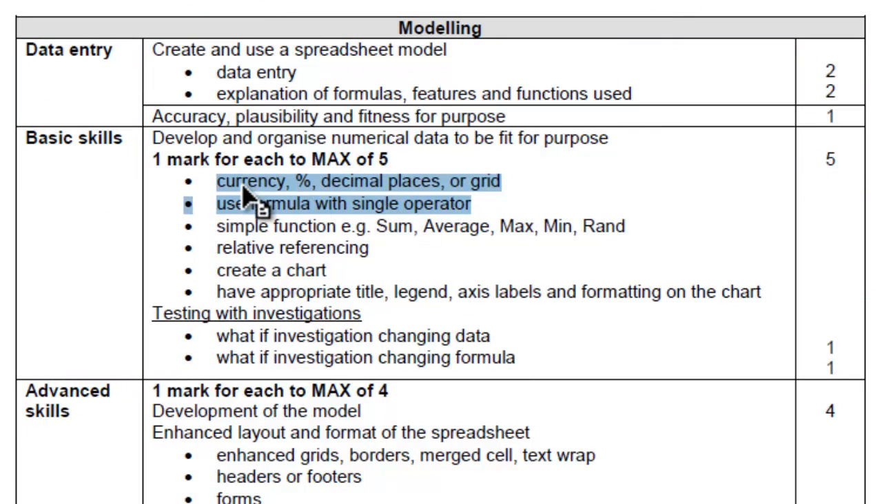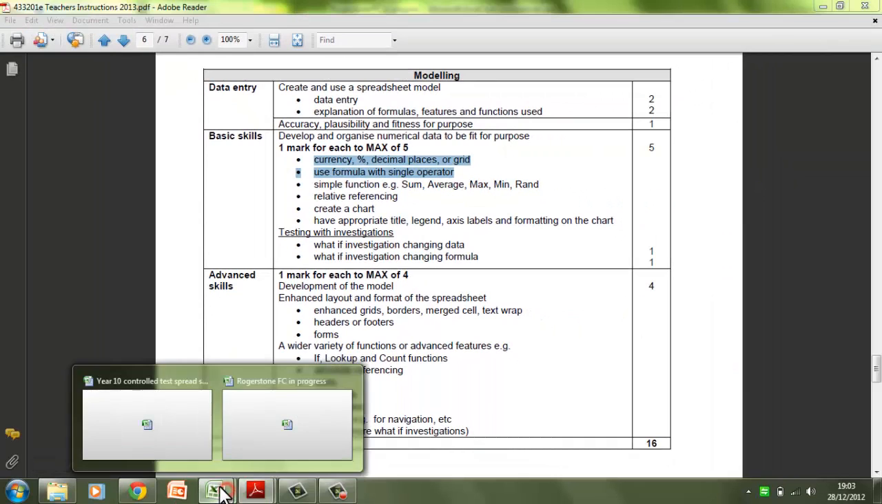We're going to be formatting the cell to show a percentage. It could be currency, we could change the amount of decimal places, that's not a problem, but in this particular instance we're going to be formatting the cell to show it as a percentage, and that's worth one of these 5 marks. The other one is using a formula with a single operator, which in this case is a simple division formula, so we're going to be dividing two numbers, and that's also worth one of the 5 marks. So let's have a look at doing that now.